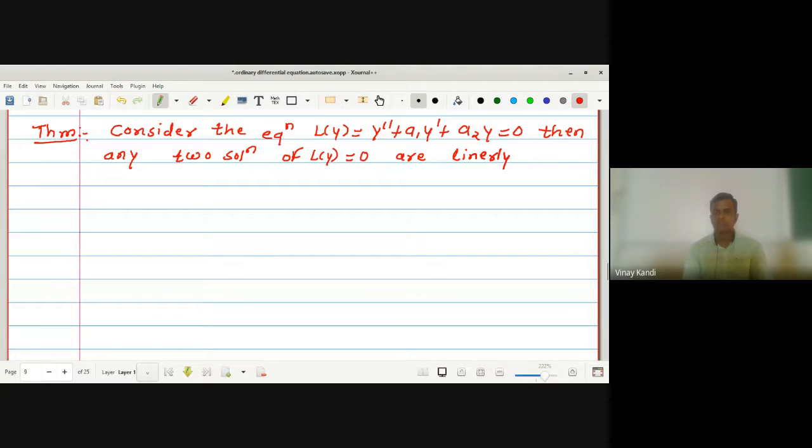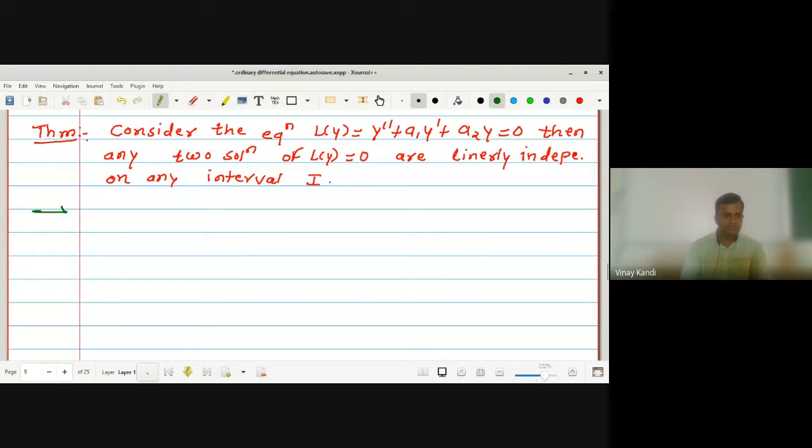The two solutions are linearly independent on any interval I. Suppose this L of y is a second order homogeneous linear differential equation; it will have two solutions, phi 1 and phi 2. These two solutions are always linearly independent on any interval I. Okay, we have to prove this. Now the proof.